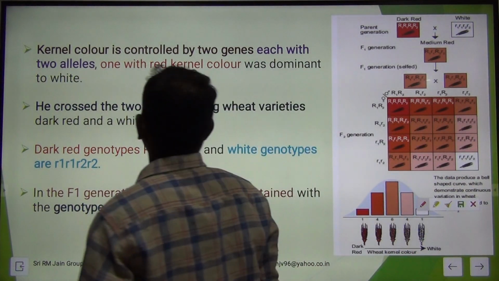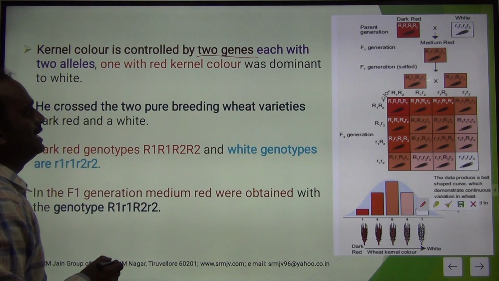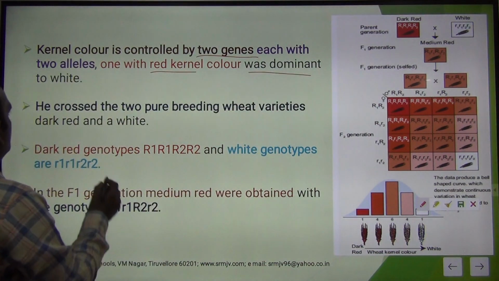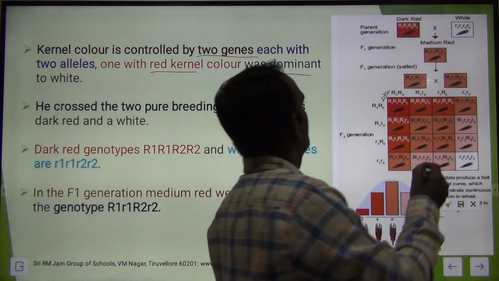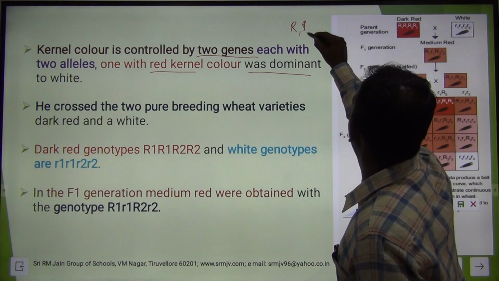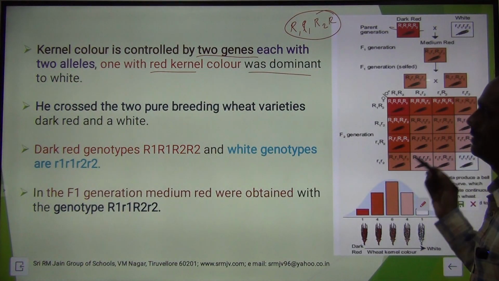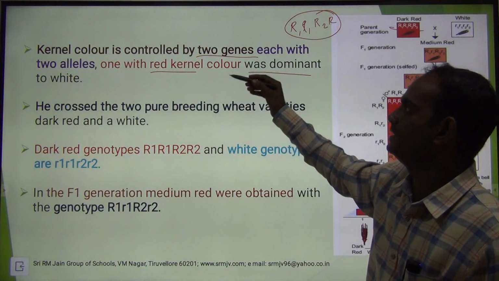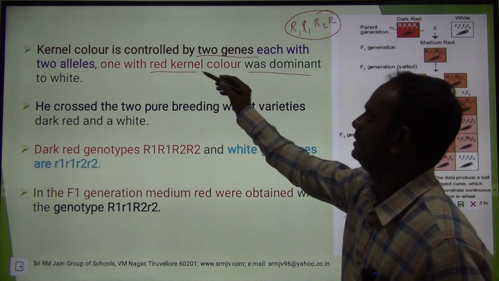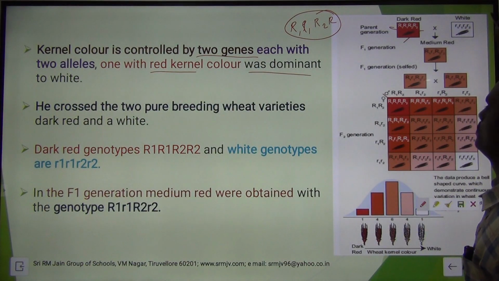The kernel color is controlled by 2 genes, each with 2 alleles. The red kernel color is dominant to white. See here, red is capital R1 R1, capital R2 R2. This is the dark red color. So the seed color is controlled by 2 genes with 2 alleles each. One with red kernel color is dominant to white. So this is dominant, this is white.